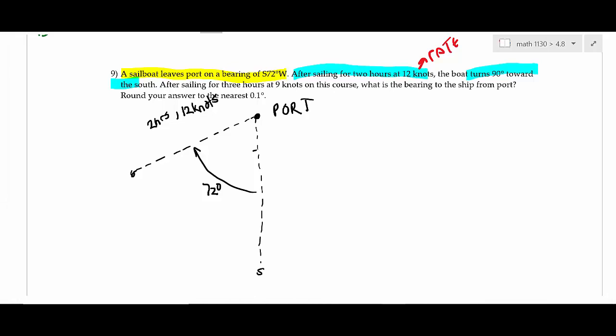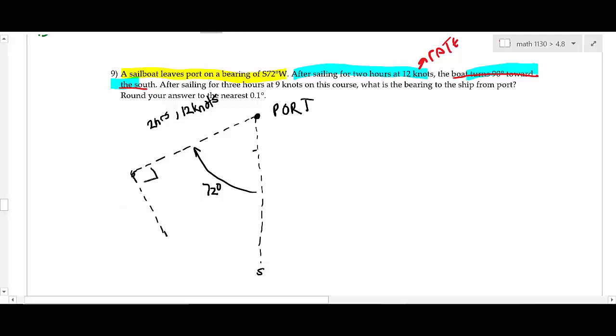Now let's go on to this part. It says the boat is going to turn 90 degrees towards the south. What that's saying is that towards the south, the course is that way, at a 90-degree angle. So we're going to get a right triangle. You're not going straight south; you're going towards the south at a 90-degree angle. The way I'm reading this is like this. This is just going to go straight down for a while.